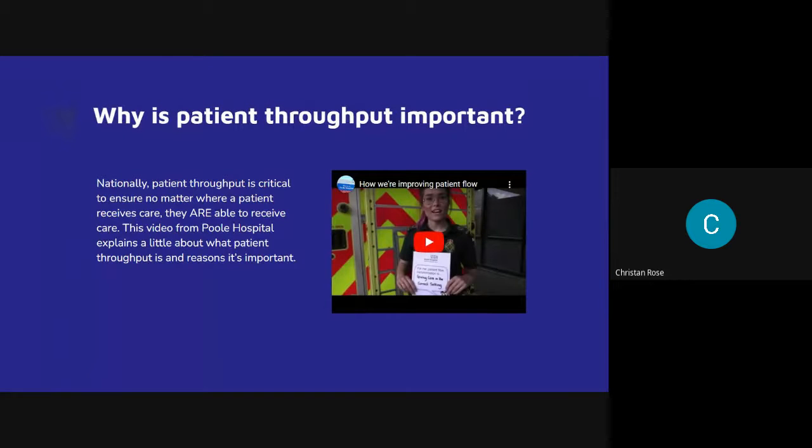So why is patient throughput important? Nationally, patient throughput is critical to ensure that no matter where a patient receives care, they can receive care. Patient throughput is not just a nursing issue. It is a hospital-wide issue that encompasses all different departments. And I found this little video that's pretty good about explaining how important that is and each person and their role in that. So I'm going to show this video.